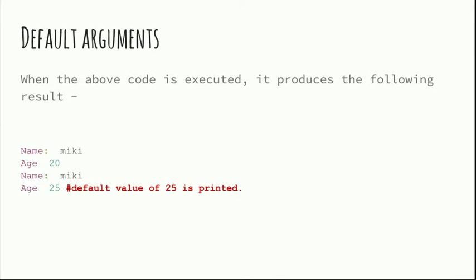When the above code is executed, it produces the following result: name is equal to Tyler, age is equal to 20. Now again, name is equal to Tyler and age is equal to 25. The default value of 25 is printed.